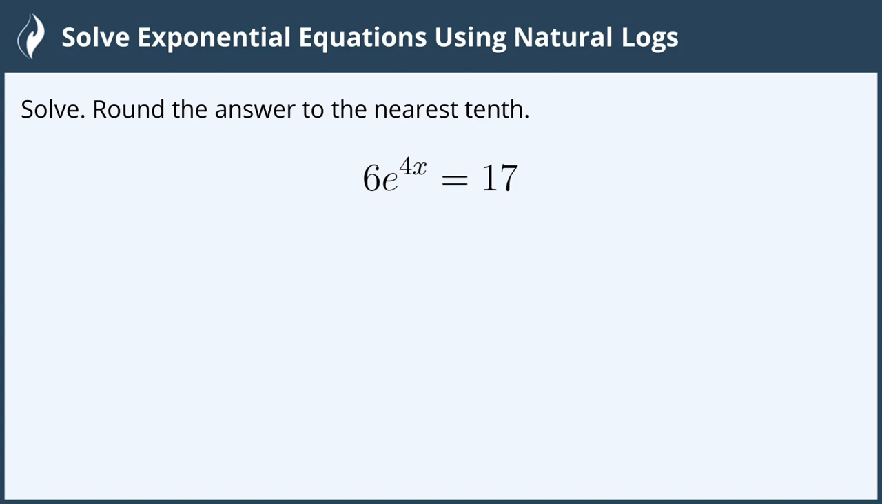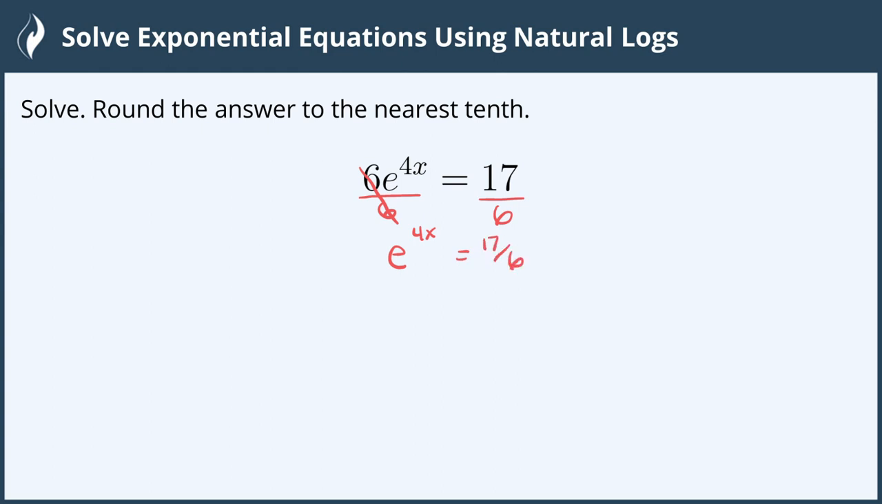We're solving for the variable, but the variable's inside the exponent, so our goal is to bring it down and isolate it. But before we bring it down, let's simplify to isolate it a little bit by dividing both sides by 6. This leaves us with e to the 4x equals 17/6.